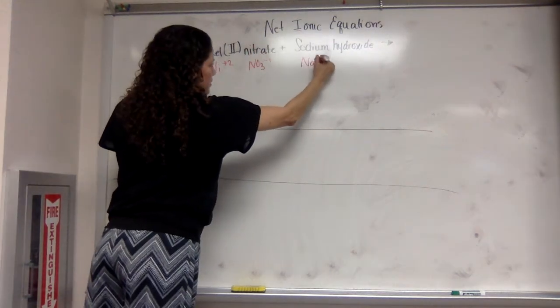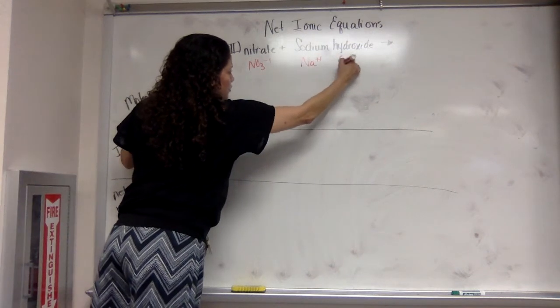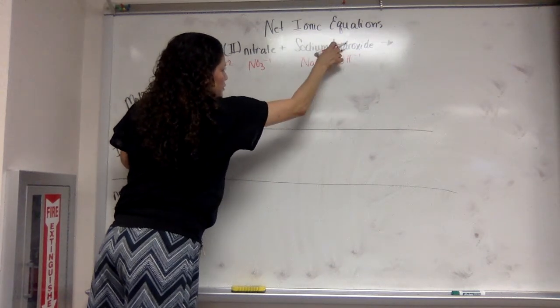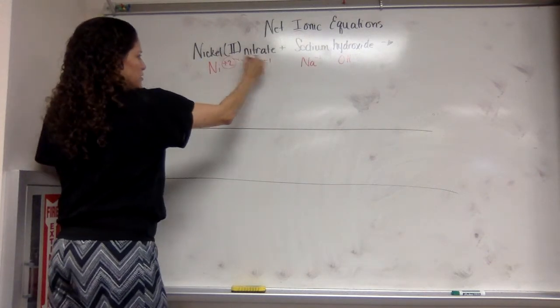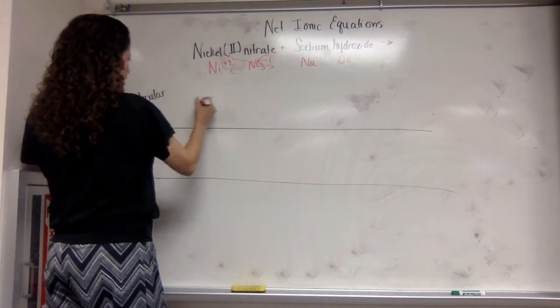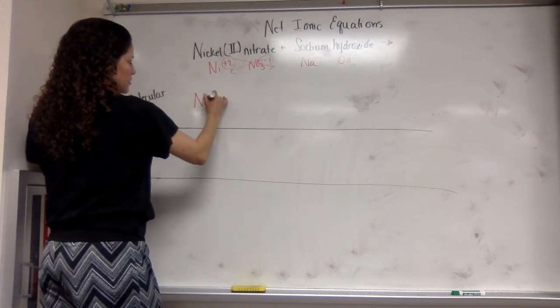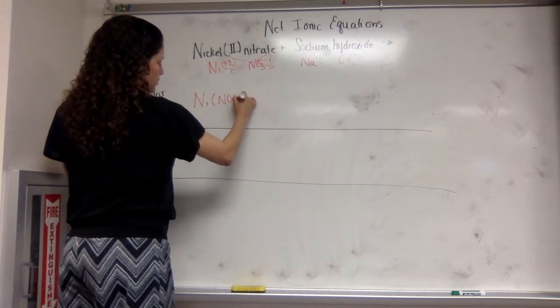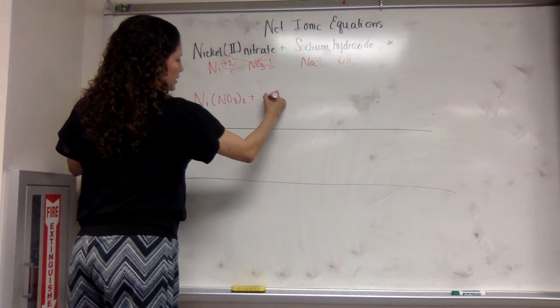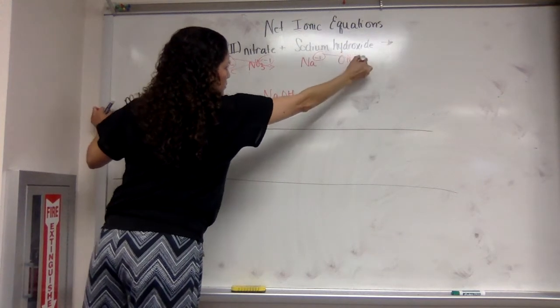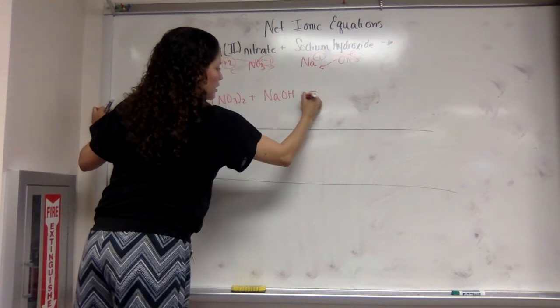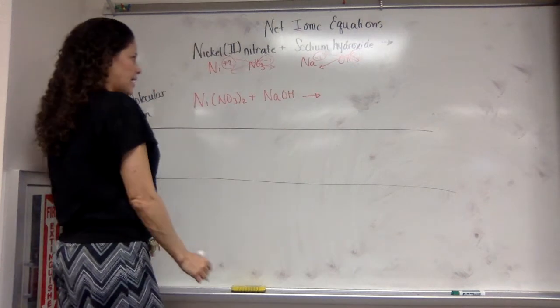Sodium is Na with a +1 charge, and hydroxide has a -1 charge. Okay, so I'm going to use the crisscross method. This 2 is going to shoot over here, and this one's going to come over here. So I'm going to have nickel, parentheses, nitrate, the 2, plus sodium hydroxide. Both of these are 1, so I don't need any parentheses over here. So that's going to be on my reactant side.